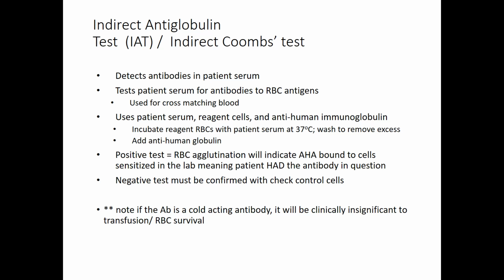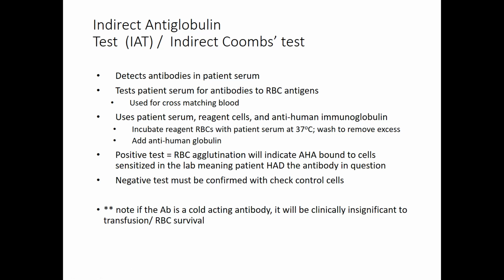Unlike the direct antiglobulin test, which looked for antibodies directly sensitized onto red blood cells, we instead are going to be looking to see not if the patient has antibodies sensitized onto the red cells, but do they have any antibodies in the serum? We do this because we want to see, does the patient have antibody in their serum that, when we give them donor red blood cells, is going to cause a transfusion reaction? So we're going to test the patient's serum for antibodies to red cell antigens from the donor. We're going to use this in the case of testing for cross-matching blood.